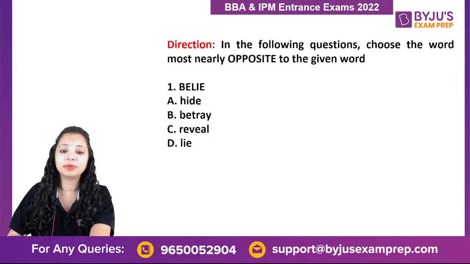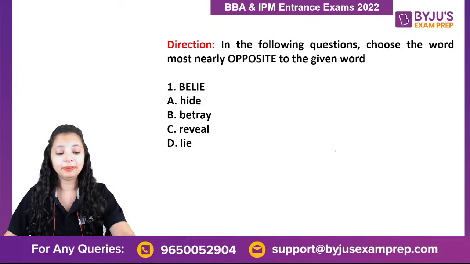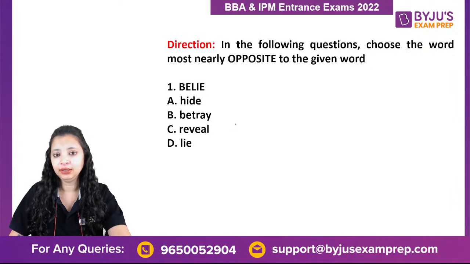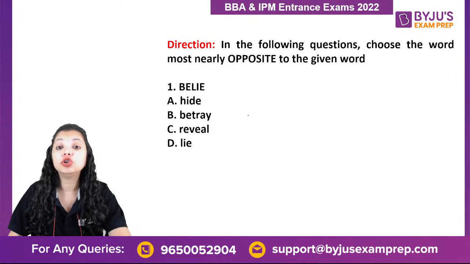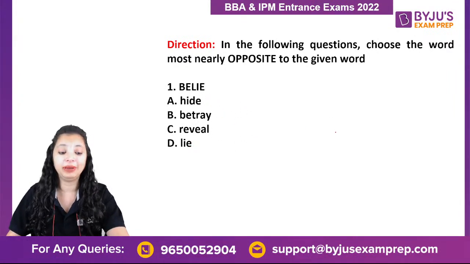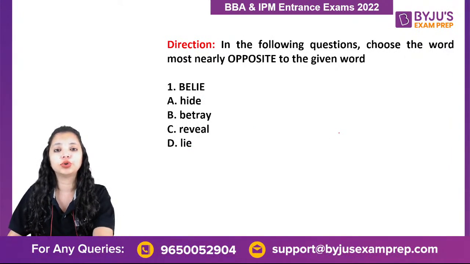Okay, so the answer here has to be reveal. That's the only opposite word that we have. So what does belie mean? Who's going to tell me that? Yes, belie is a negative word, absolutely. So the answer has to be positive. Belie is to basically pretend something to get a work done in a hidden manner. छुपा के कोई काम करवाना, किसी से झूठ बोल के काम करवाना. So hiding, betraying, lying, these are synonyms to belie. Let's look at question number 2 here, everyone.